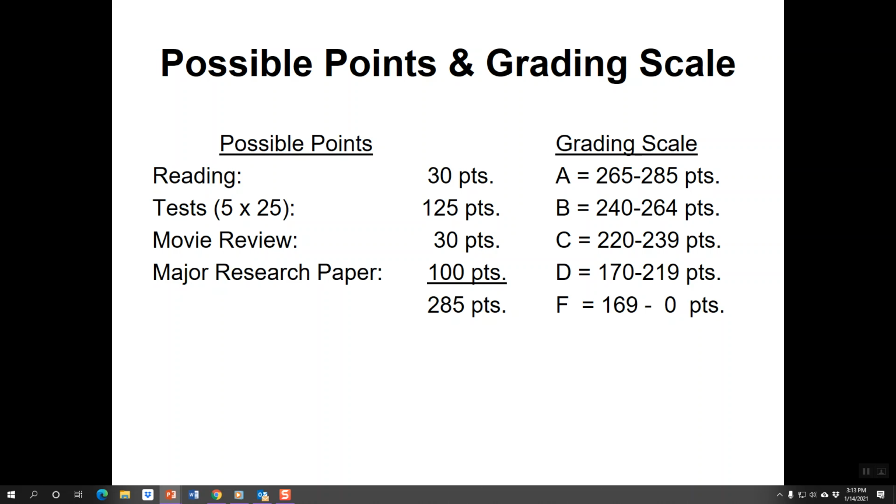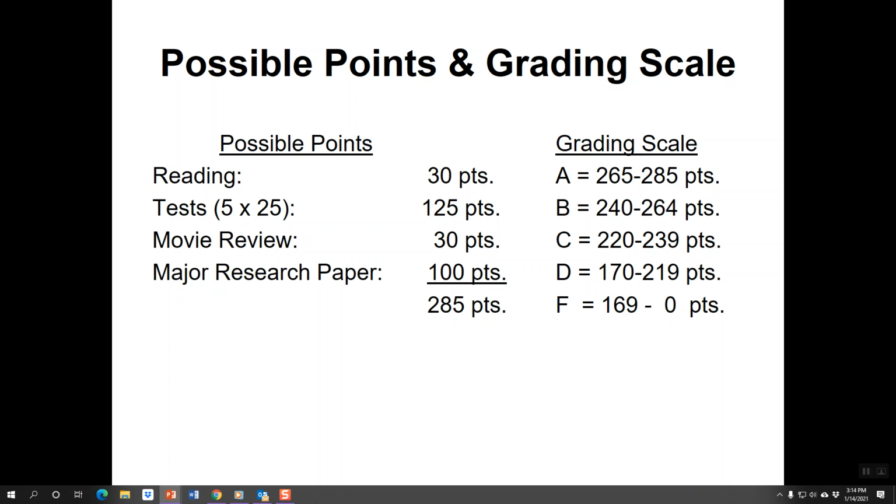All right, the movie review is worth 30 points, and the research paper is worth 100 points. So there's a total of 285 points that can be earned, possibly more than that. If you earn 265 to 285 points during the semester, that's an A. 240 to 264 points, that's a B. A C is 220 to 239. You can see the numbers for a D, and less than 170 is a failing grade.